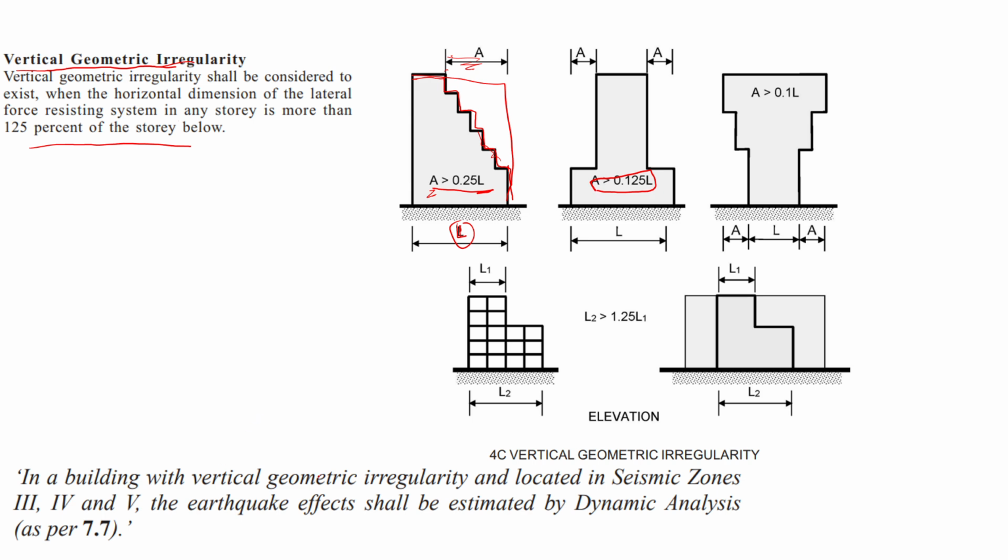In a building with vertical geometrical irregularity located in seismic zones 3, 4 and 5, the earthquake effect shall be estimated by the dynamic analysis method. So that is how it works. For example, maybe there is an L-shaped building. It depends on the person who designs it. If an architect is going to design it, it depends on him. If it is really required, then we probably need to design using the dynamic analysis method.